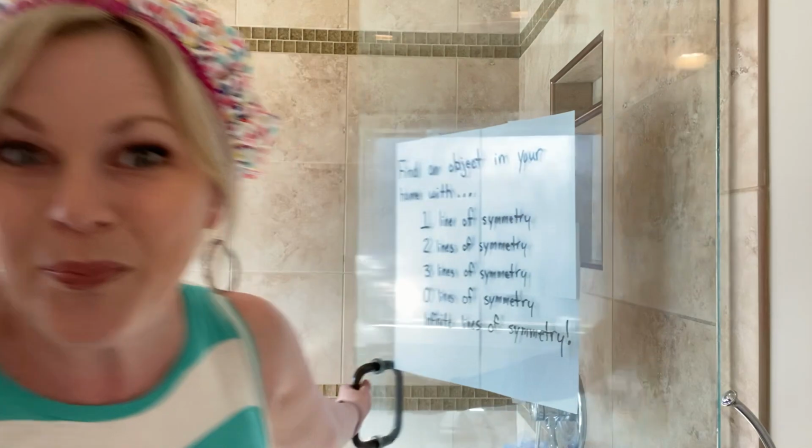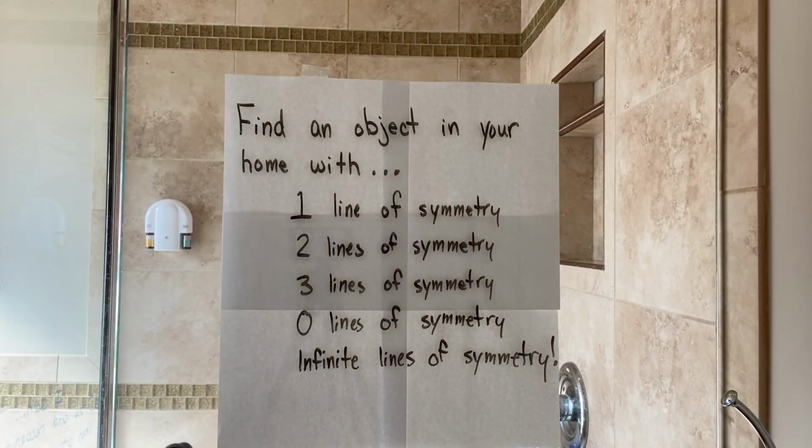It's challenge time! See if you can find these items in your home. Find an object in your home with one line of symmetry. Find an object in your home with 2 lines of symmetry. Find one with 3 lines of symmetry. Find an object with 0 lines of symmetry. And find an object with an infinite amount of lines of symmetry. Pause the video and see if you can do the challenge.